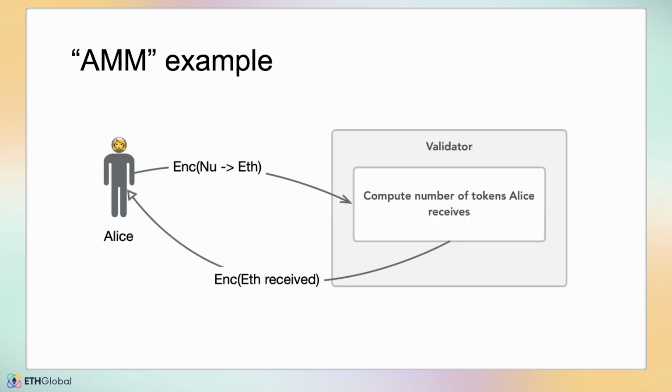Next, let's build a more complex example. We're going to build a quote AMM, and I use quotes because this isn't running on chain and no balances are actually being updated. But what this does do is allow you to see how you can express the constant product formula using Sunscreen. So Alice is going to encrypt a number of new cipher tokens she wishes to change for Ethereum, send this value to a validator, who will then run the constant product formula homomorphically, return an amount of Ethereum that Alice should receive encrypted under Alice's key, and Alice can then decrypt this value.